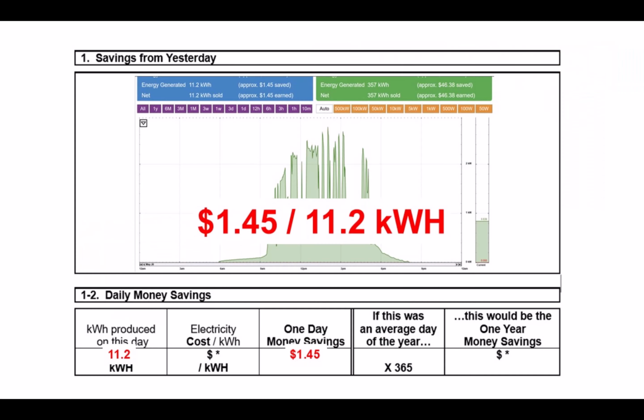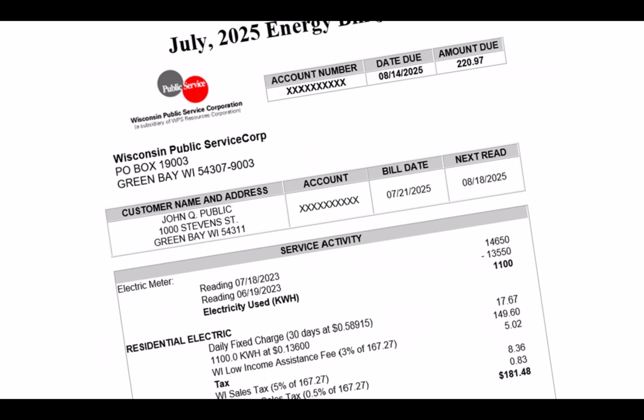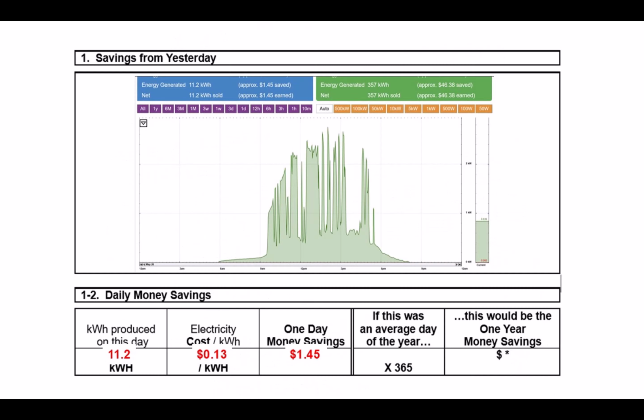residential rate, take the one-day money savings and divide it by the kilowatt hours produced on this day. The answer gives you the electricity cost per kilowatt hour, which you'll enter into the table as shown. And to repeat, that rate, the residential rate, is what your utility charges you for the electricity you use in your home. Let's imagine the one-day money savings is an average day. Multiplying it by 365 days in the year will give you 1 year savings. Enter the 1 year money savings in your table.